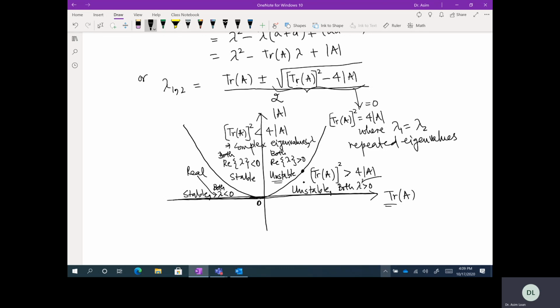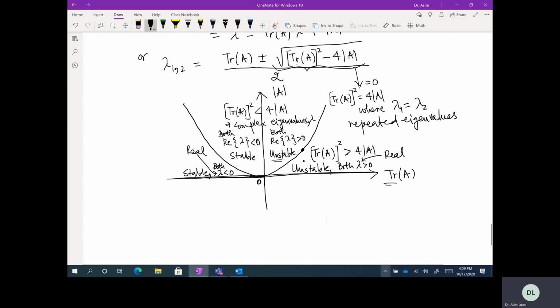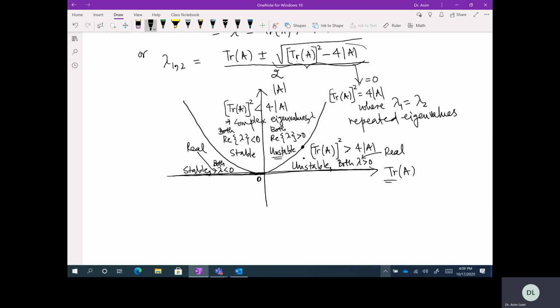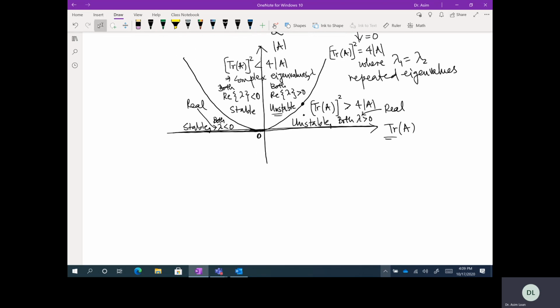So below this curve it's real eigenvalues, on the curve it's repeated eigenvalues, and inside it's complex eigenvalues. Is this right? Yes. And by the way, this is called the discriminant, if I'm correct. Based on the discriminant, we can solve this quadratic and see whether we have complex roots or real roots.